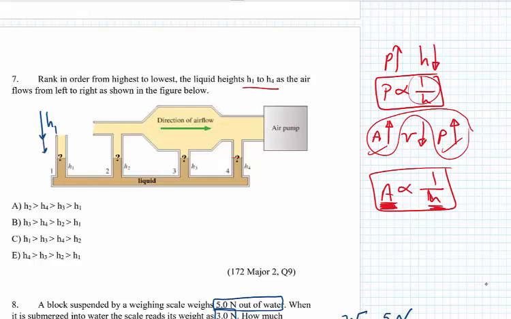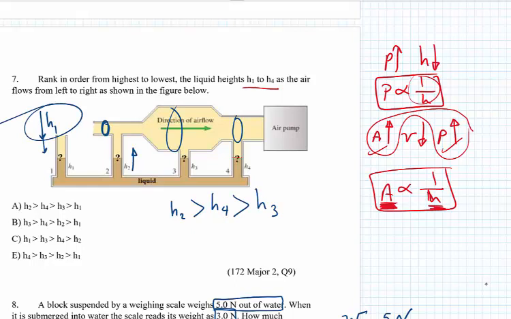Where is the smallest area? The smallest area is here at H2. So I would say H2 is the bigger one, the higher one, because this is the lowest pressure. Then H4 is the next one, and then H3 is the next one. And where there is no constraint, the area is very, very large, so the H will be very, very small. So that's how we order them.